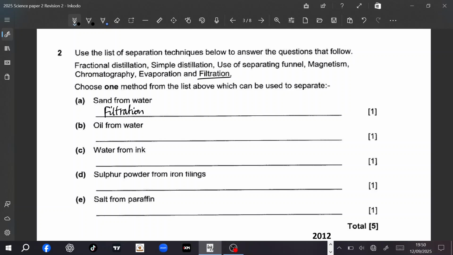Then we come to oil from water. How do you separate oil from water? You know, oil and water do not mix. So these are immiscible. They don't mix with each other. If you put oil and water together, they will never mix. There will be a separation. Oil will be alone, water will be alone. And one of the methods that we use to separate such a mixture of immiscible liquids is the separating funnel.